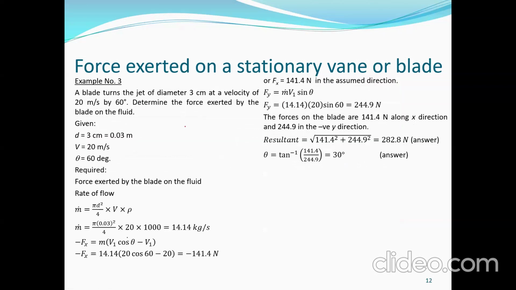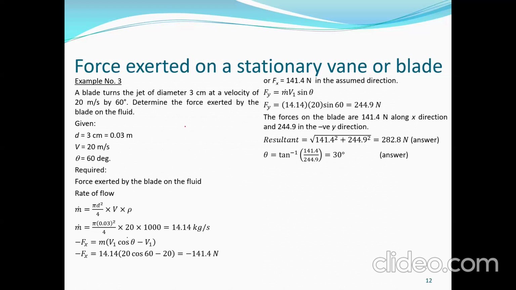So a blade turns the jet of diameter, the jet, yung water jet, 3 centimeter at a velocity of 20 meters per second by 60 degrees. Determine the force exerted by the blade on the fluid. So given, yung diameter mo is 3 centimeter or 0.03 meters. Divide mo siya ng 100. So the velocity is 20 meters per second. Theta is 60 degrees. Required force exerted by the blade on the fluid.